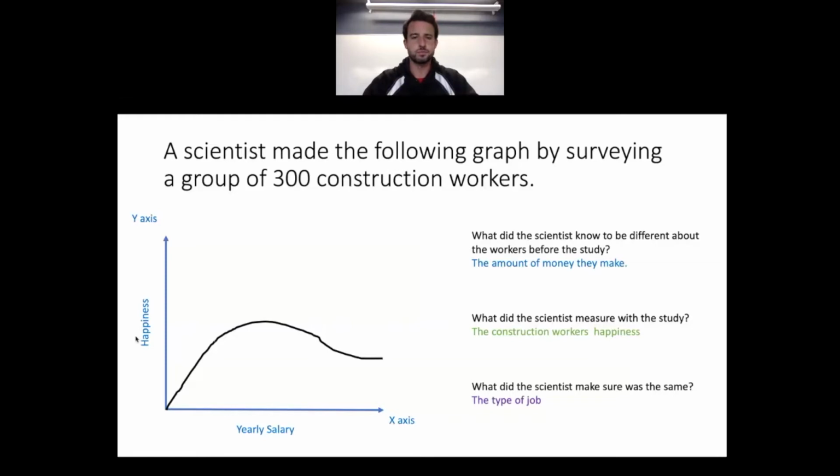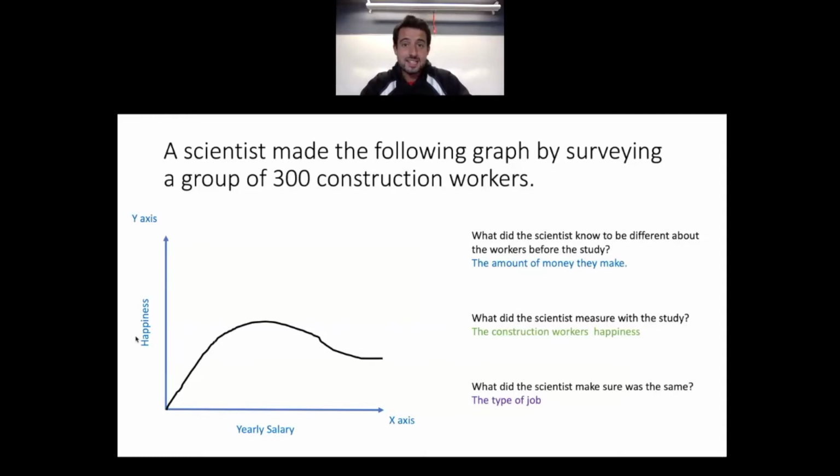Think about it. Maybe a construction worker has less fun on his job than like, I don't know, someone who gets to pet dogs for a living, or like an ice cream taster. Ice cream tasters might in general be more happy. So in this case, it was just construction workers. So the job was the same, but the amount of pay was pretty much, the idea is that's the only thing that's different. And then they're looking at how happy are they.